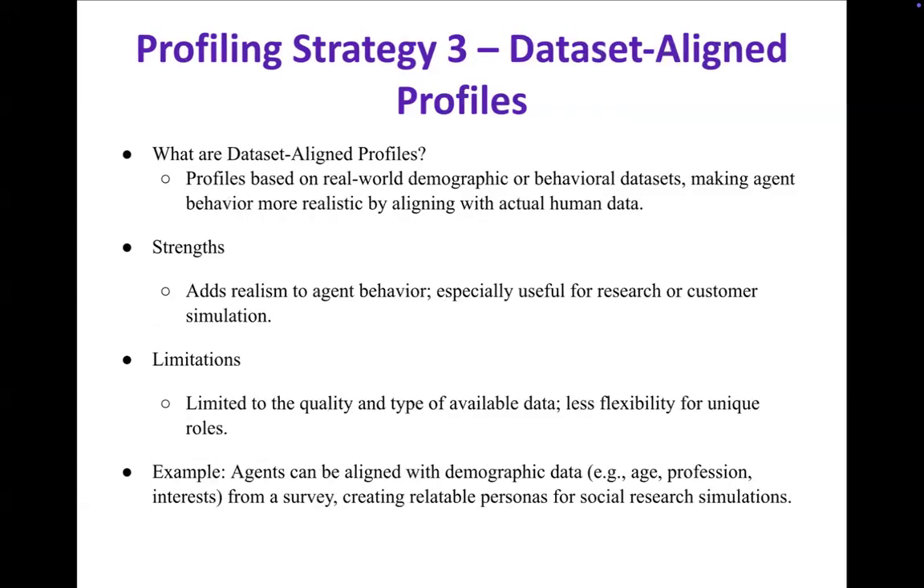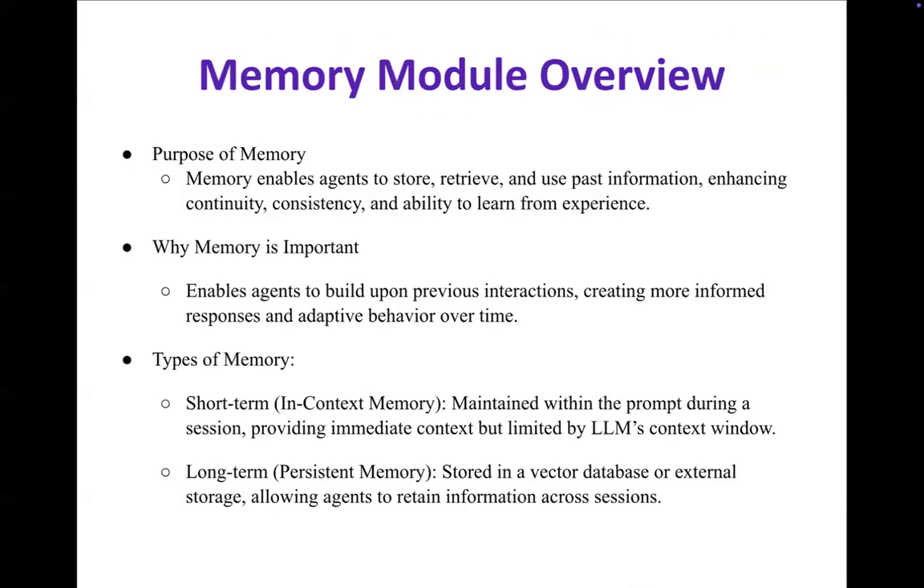Strategy number three is dataset aligned profiles, and these are profiles that are based on real world demographic or behavioral datasets. It adds realism to agent behavior, but a limitation is that it's limited to the quality and type of available data. Agents can be aligned with demographic data, such as age, profession, or interests from a survey, which creates relatable personas for social research simulations.